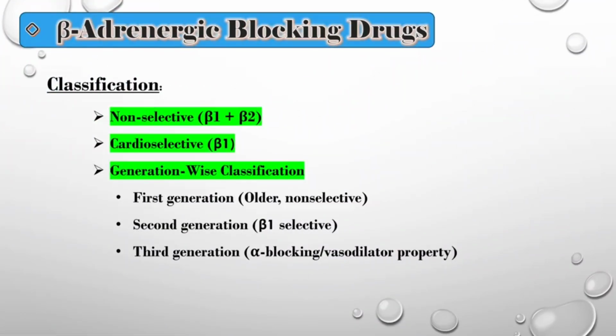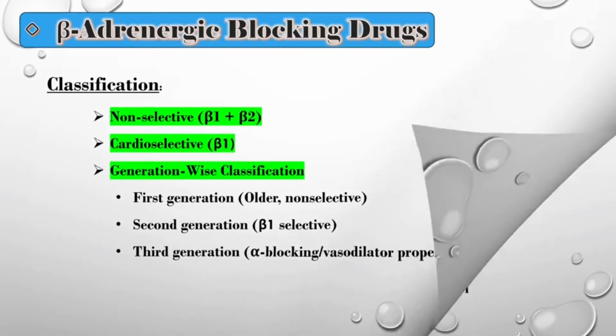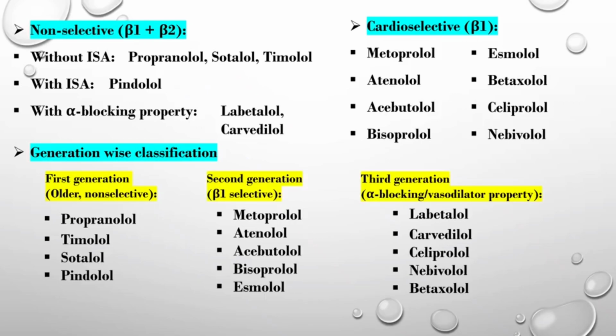Beta adrenergic blocking drugs classification. Next, we have beta adrenergic blocking drugs. They are further classified as non-selective, cardioselective, and generation-wise classification. Among the non-selective blockers without ISA, example propranolol, sotalol, timolol. With ISA, pindolol. With alpha blocking property, labetalol, carvedilol. Cardioselective, metoprolol, atenolol, acebutolol, bisoprolol, esmolol, betaxolol, celiprolol, nebivolol.